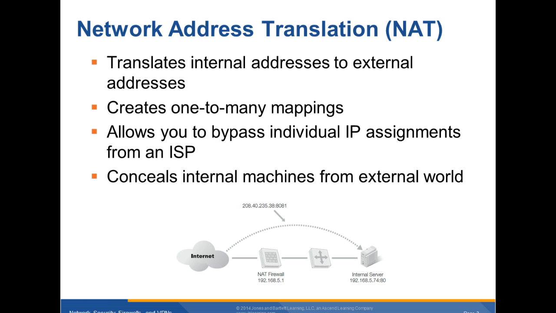Network address translation. It translates internal addresses to external addresses. It creates one-to-many mappings to extend IP address class availability and share a common internet connection among several hidden hosts. NAT allows you to bypass individual IP assignments for an ISP.